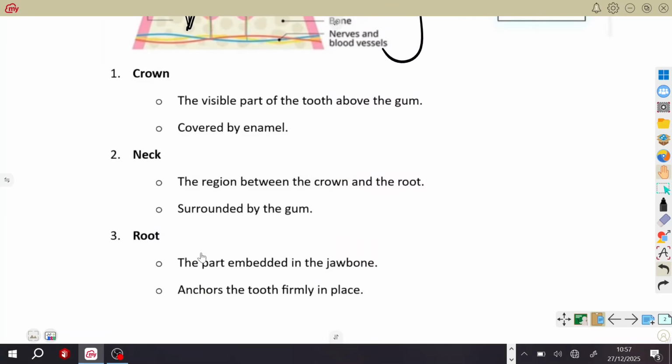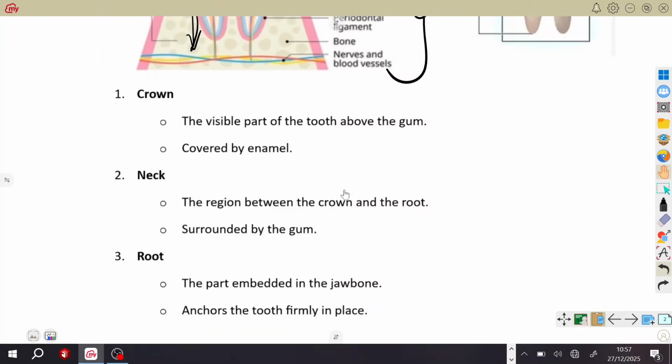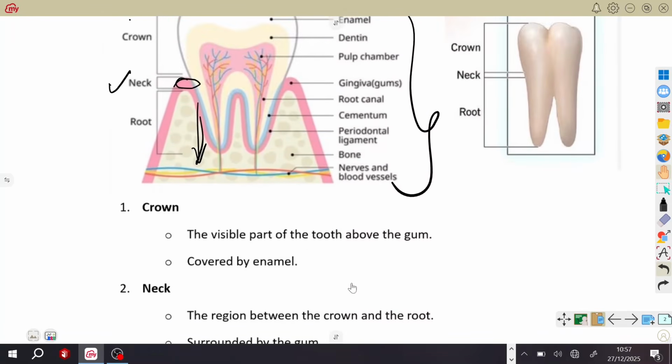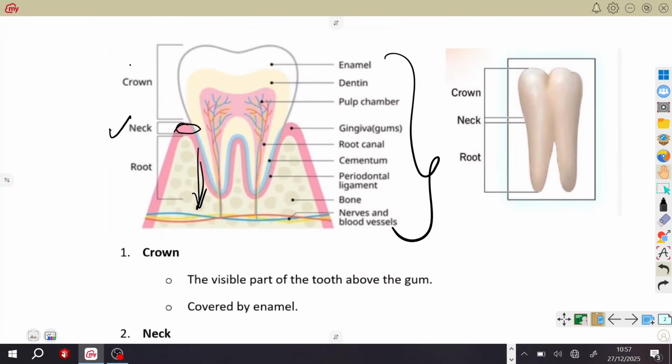So what is the root? The root is the part embedded in the jawbone, meaning the part that is inserted or placed in the jawbone. So the jawbone is this part here. The whole of this part is the jawbone, the bone which is in your jaws. So where now the teeth is inserted. Okay, so that is the jawbone.